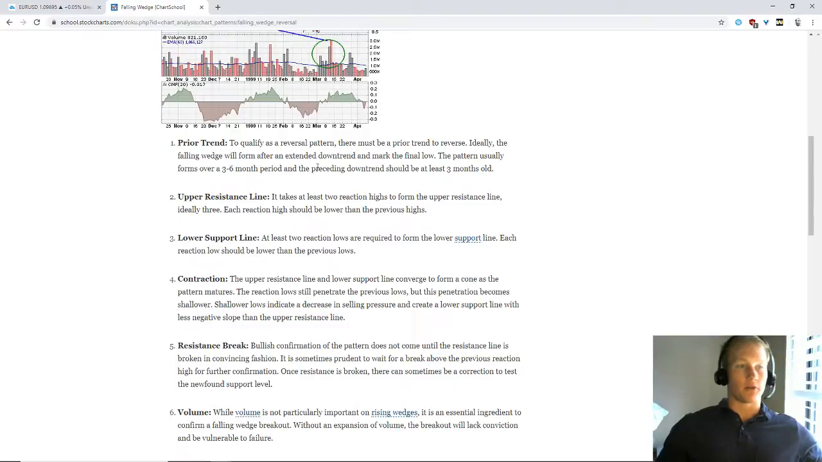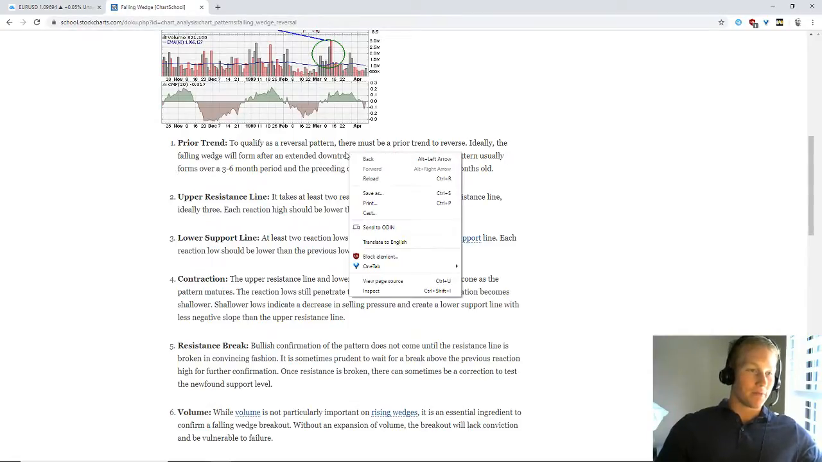Prior trend. To qualify as a reversal pattern, there must be a prior trend to reverse. Ideally, the falling wedge will form after an extended downtrend and mark the final low. The pattern usually forms over a 3 to 6 month period. Depends what time frame you're using. Once again, if you're on the daily or the weekly, yeah, that makes sense. But if you're looking at charts on a 5-minute or an hourly, that doesn't make any sense.